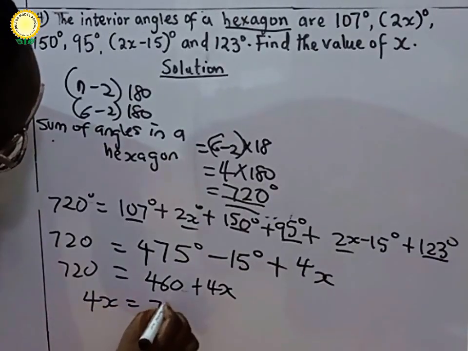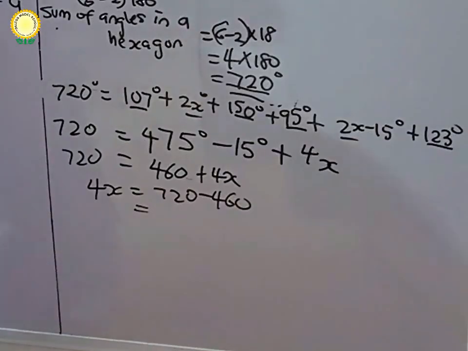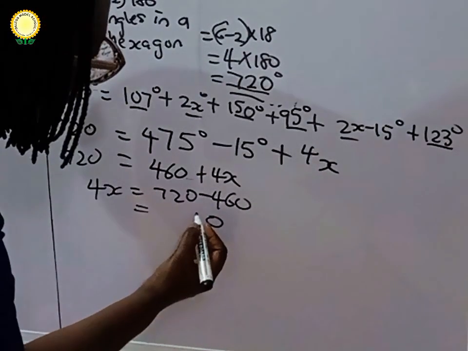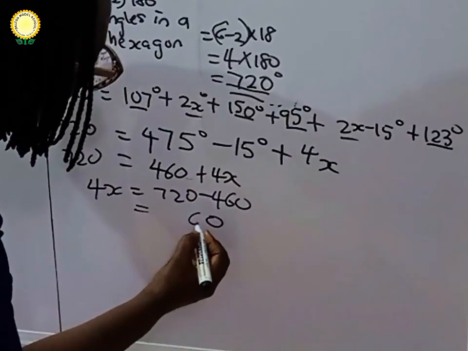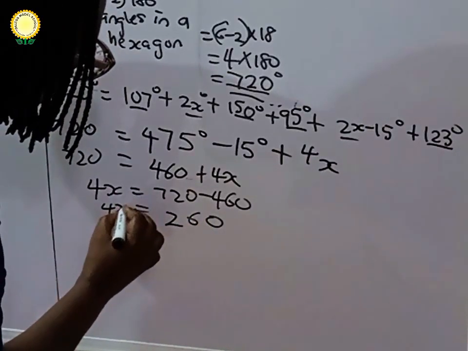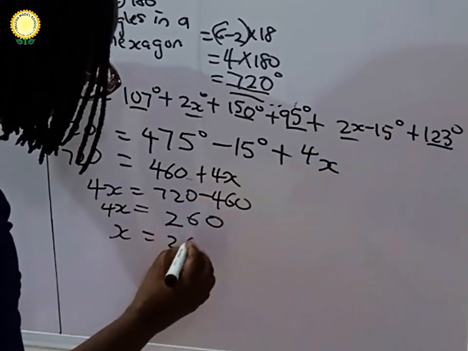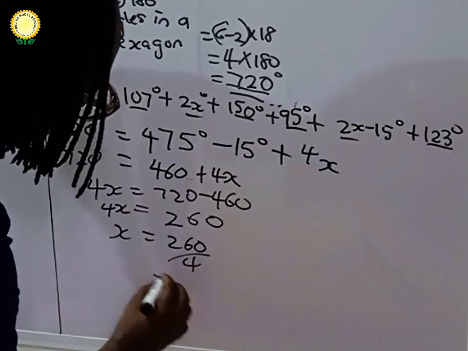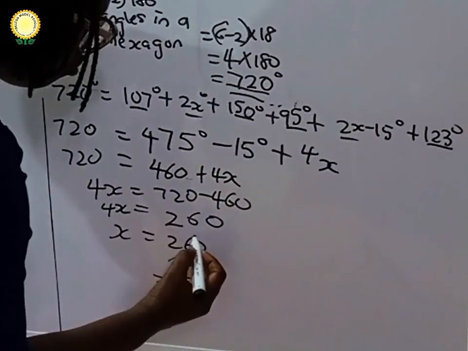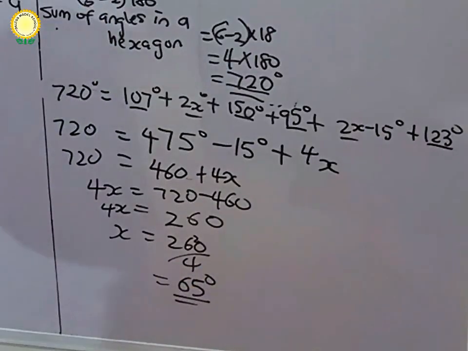We bring the unknown to the left hand side. We have 4x equals 720 minus 460. What is 720 minus 460? We have 0 there. We have 12 minus 6 is 6. 6 minus 4 is 2. So 4x equals 260. x equals 260 over 4. So we have 6. 4 times 6 is 24. We are left with 20, then 5. So our answer is 65 degrees.